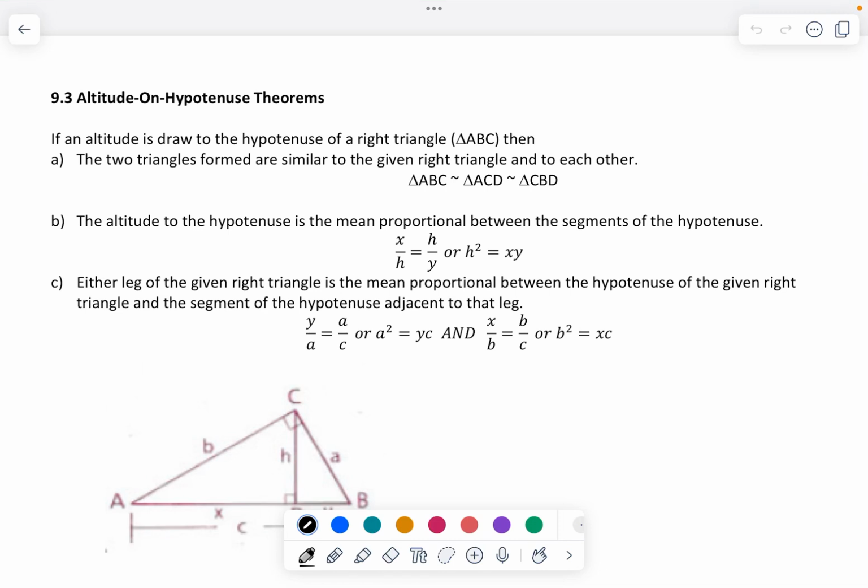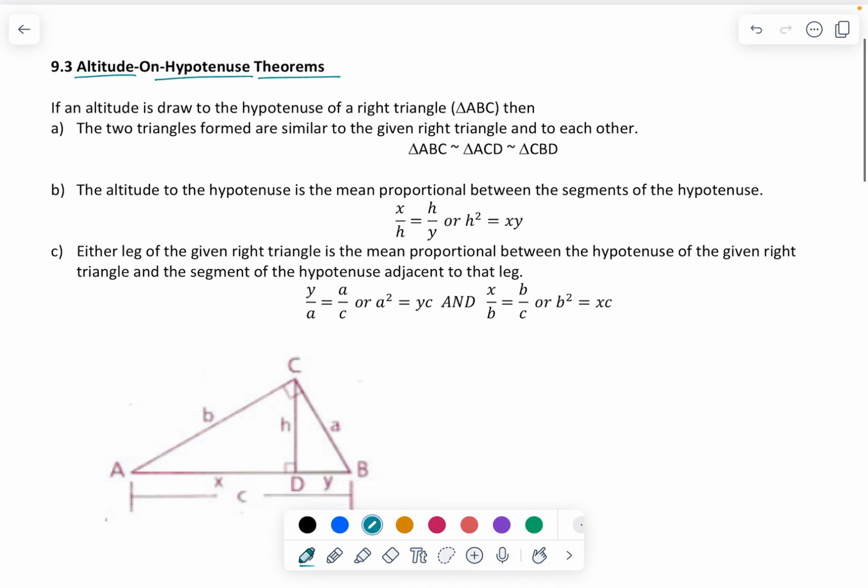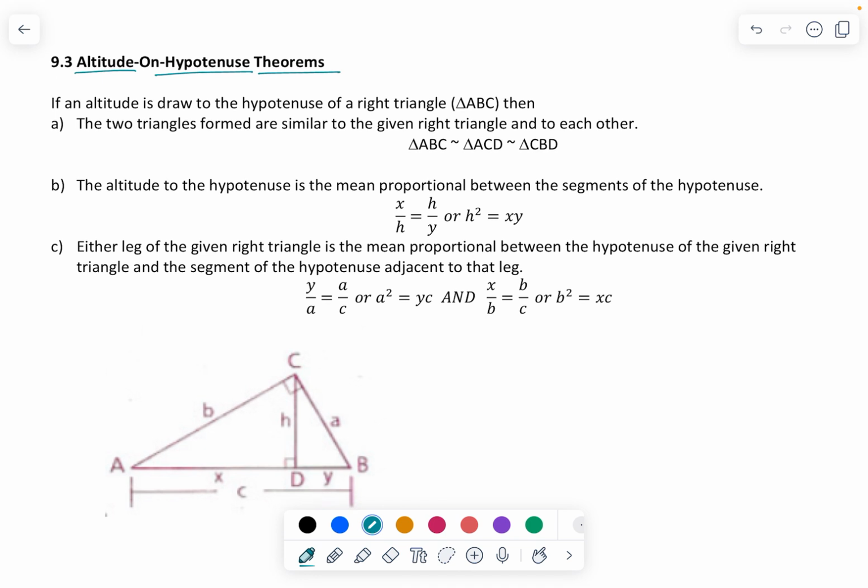All right, today we have the tricky lesson of this chapter, and that is the altitude on hypotenuse theorems. So just because it's a theorem, we're not going to necessarily be doing proofs, but we're going to be solving for pieces of triangles. So what we have here is, it says if an altitude is drawn to the hypotenuse of a right triangle, ABC.